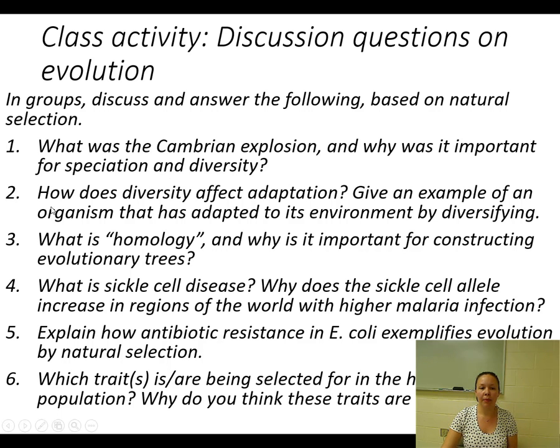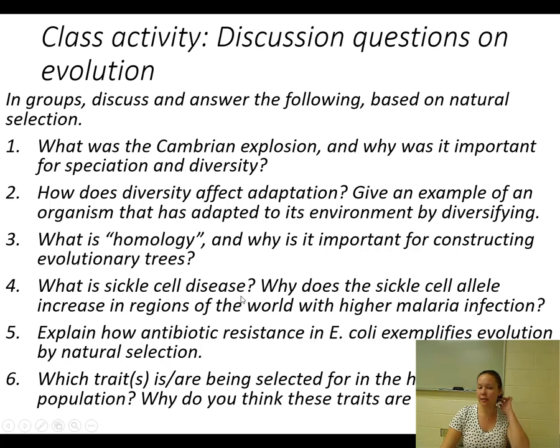Based on our discussion, how does diversity affect adaptation? Give an example of an organism that has adapted to its environment by diversifying, and there's lots of examples. What is homology? I briefly mentioned what the word homology was, and why is it important for constructing evolutionary trees? What is sickle cell disease?